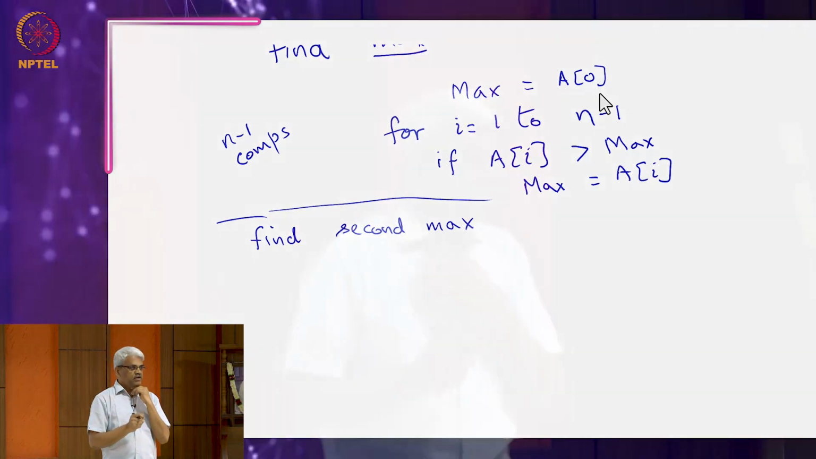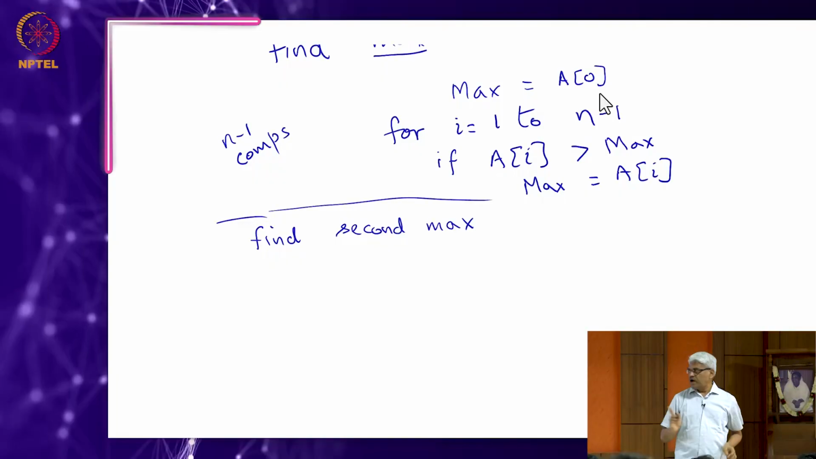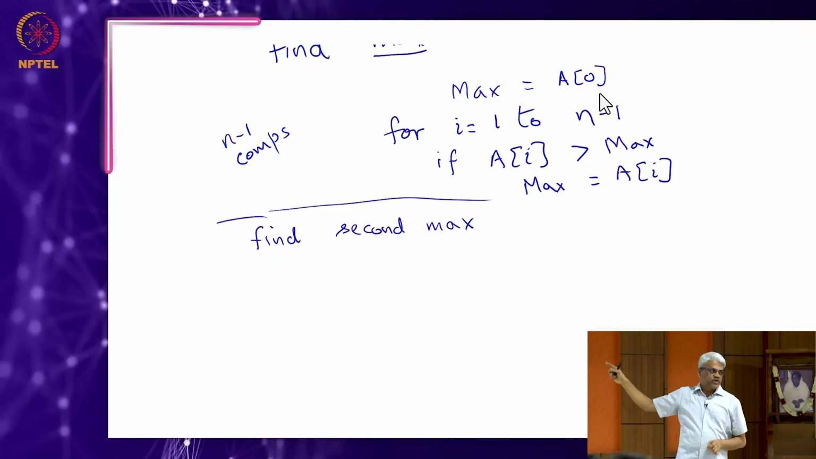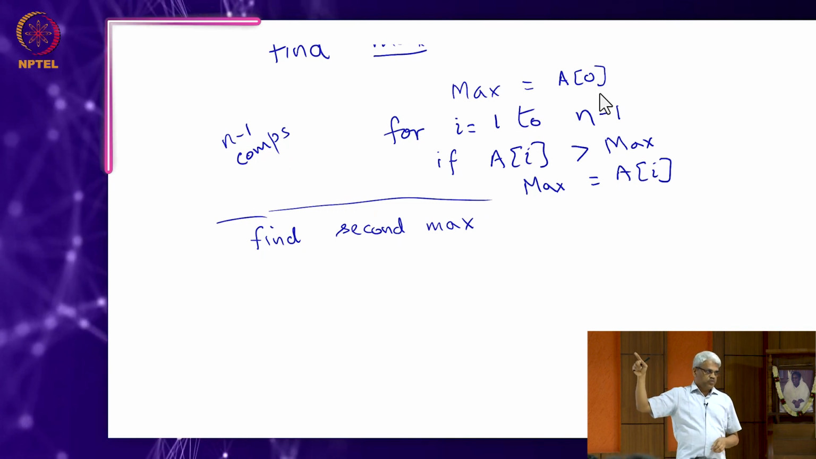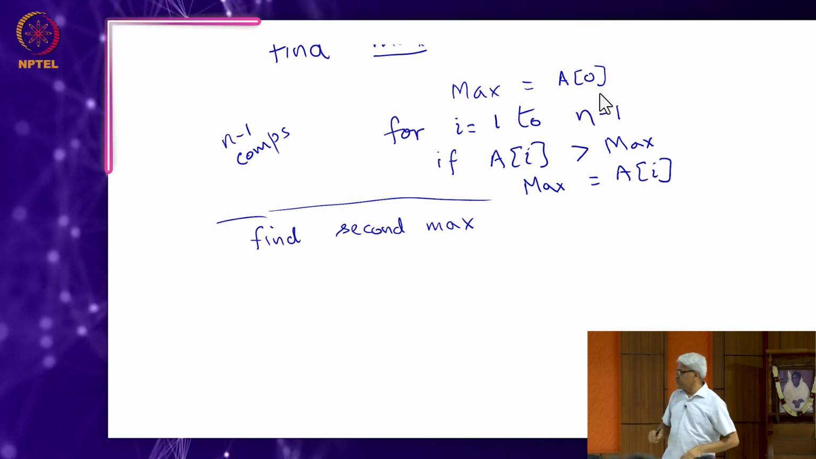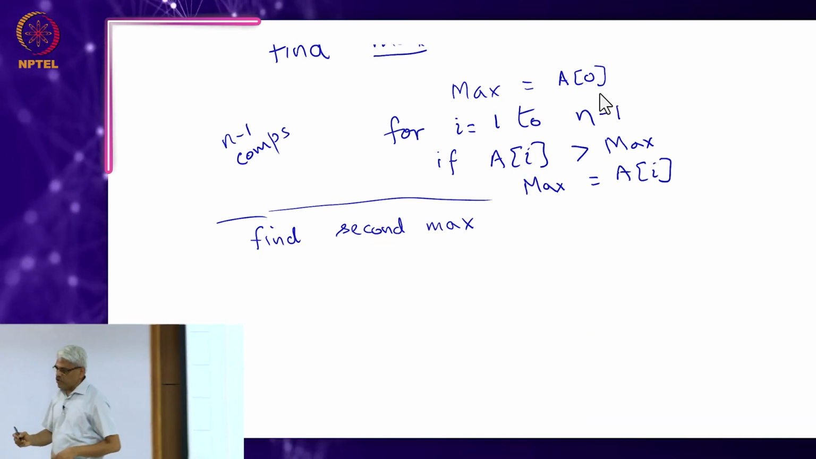How do you want to initiate? Yeah. So look at the first two elements, compare, whichever is the larger element, initialize max 1 to that and max 2 to the other element, and then your for loop will go as before, but from 2 to n minus 1. And what sort of comparisons will you do here?